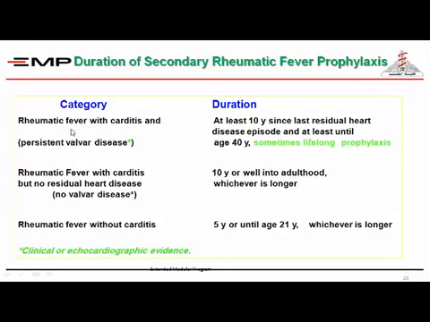What about those who have rheumatic fever with carditis leaving permanent damage in the heart valves? In this case, we have either lifelong prophylaxis, especially in areas like our country where rheumatic fever is endemic and socioeconomic status is not good, or until 40 years old, or at least 10 years after the last episode of rheumatic fever.